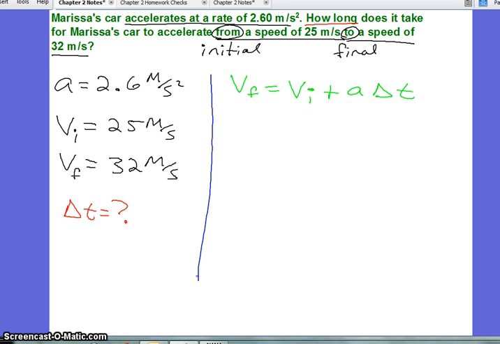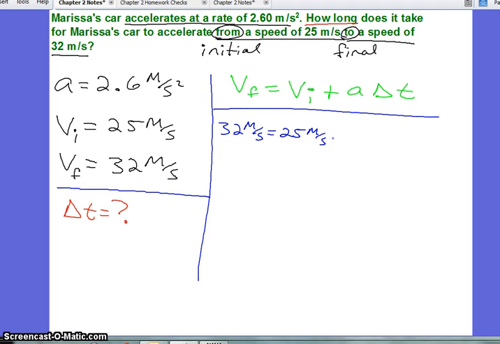So let's section this off, make it organized. We know our givens are up here. We have our find down here. We have our equation. And now let's write the numbers in that equation. So we have 32 meters per second equals 25 meters per second plus 2.6 meters per second squared times our time, which is what we're trying to find.